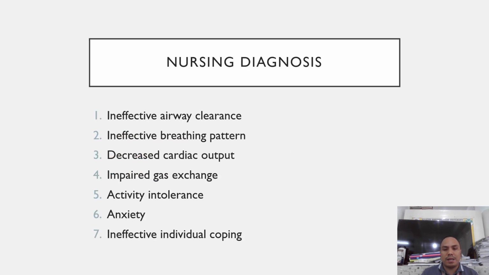And these are the possible nursing diagnoses in our oxygenation and perfusion. We have the ineffective airway clearance, ineffective breathing pattern, decreased cardiac output, impaired gas exchange, activity intolerance, anxiety, and ineffective individual coping. So, yan yung ating mga nursing diagnoses. So, this is our topic for our oxygenation and perfusion.